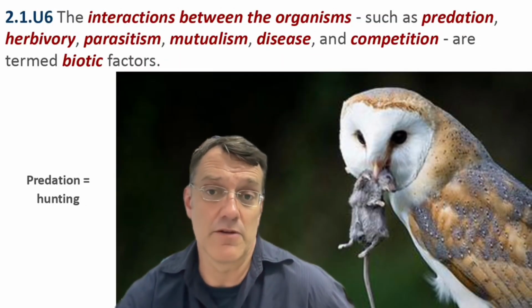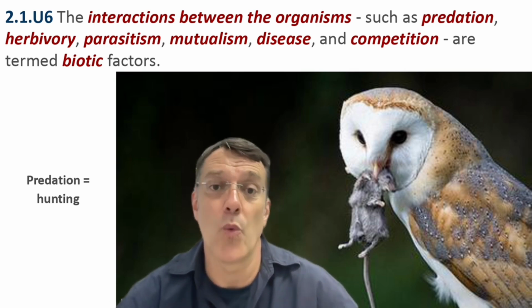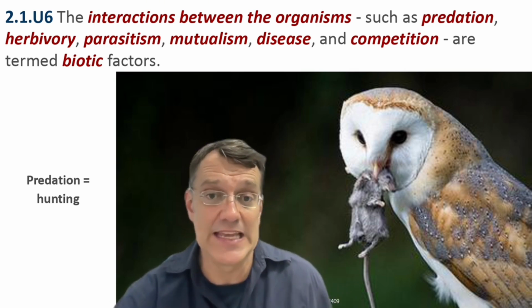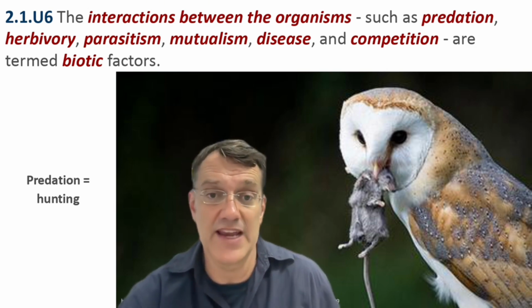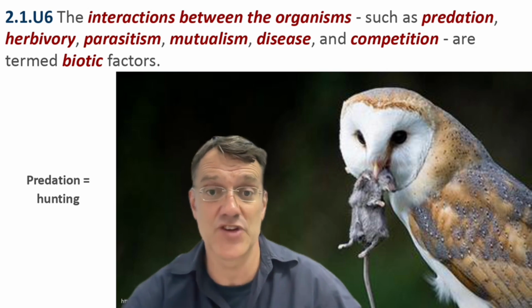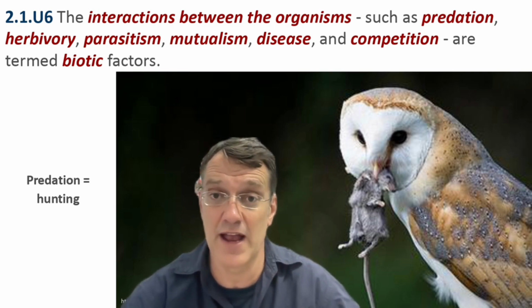Biotic factors involve the interactions between organisms. Predation is one such interaction, where one organism hunts and eats another one. In this image, we see an owl with its prey, a mouse. Predation is a critical biotic factor that shapes population dynamics and can influence the evolution of both predator and prey species.